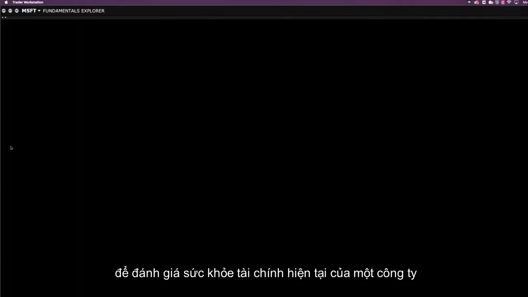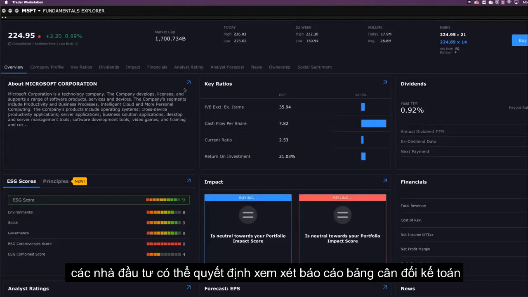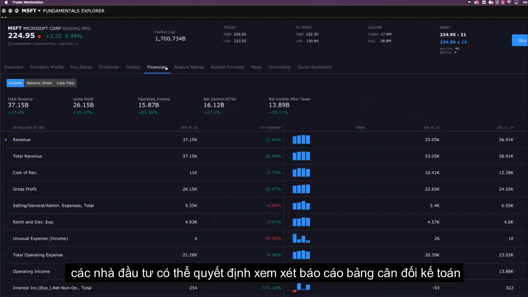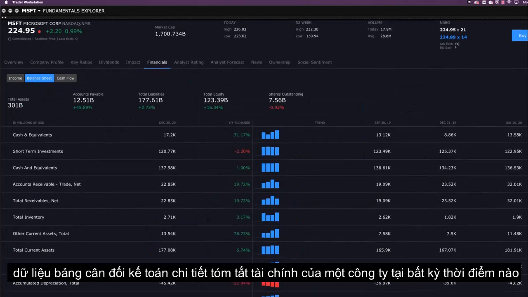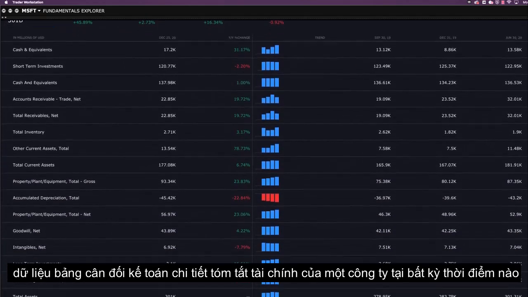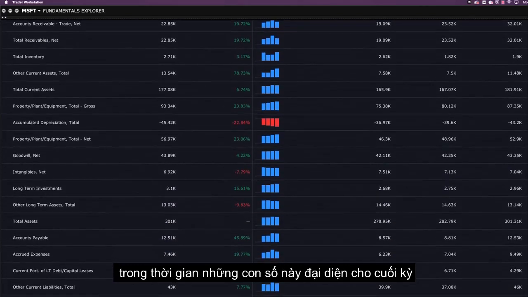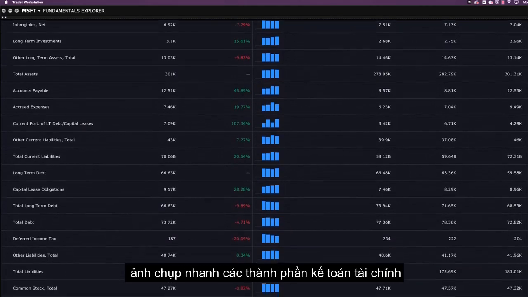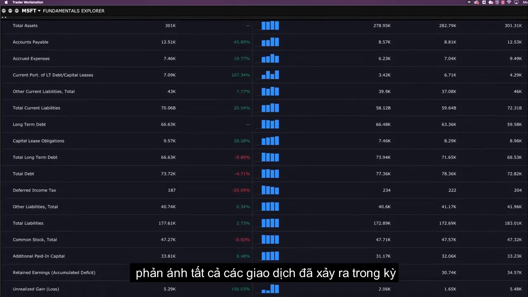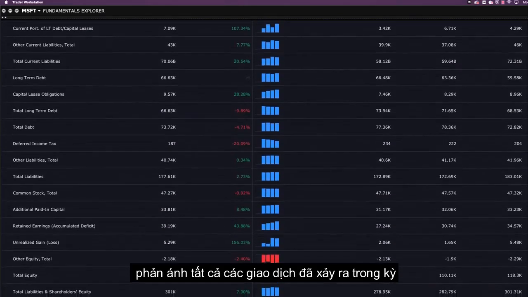In order to gauge the current financial health of a company, investors may decide to look at its balance sheet statements. Balance sheet data details a financial summary of a company at any given point in time. These numbers represent an end-of-period snapshot of financial accounting components reflecting all transactions that occurred during the period.